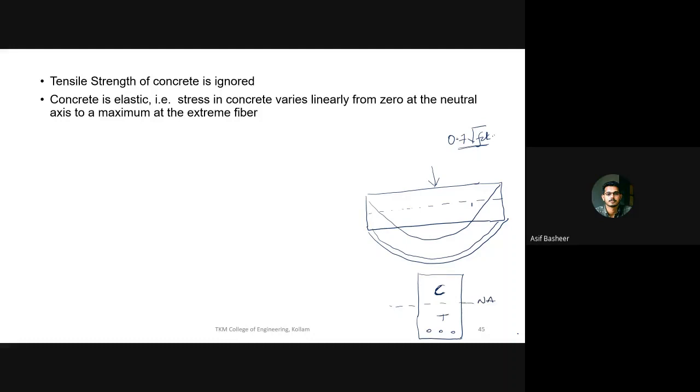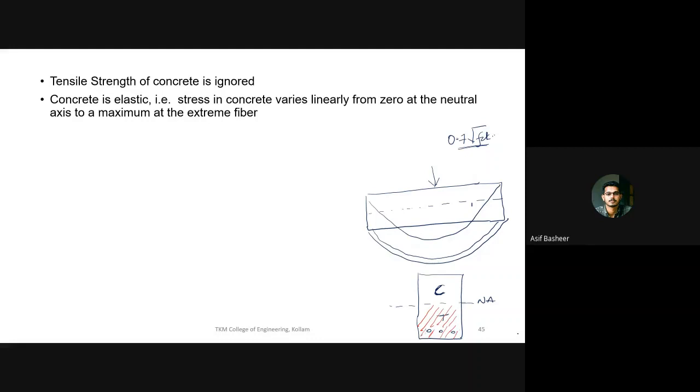The area above the neutral axis will be under compression, and the area below the neutral axis will be under tension, isn't it? Now you will understand this if you have seen the last video. Is it okay? According to WSM, that is the working stress method, the tensile stress taken by the concrete here is completely ignored.